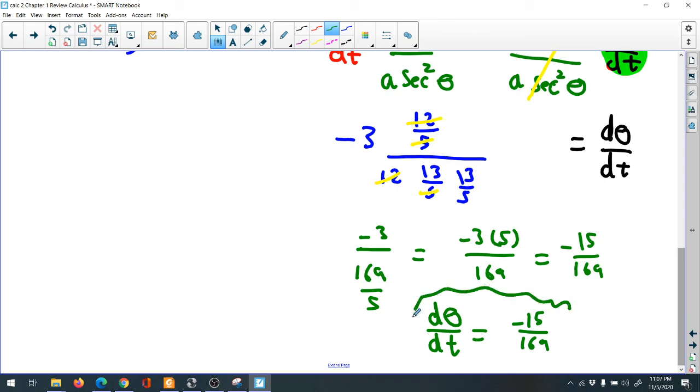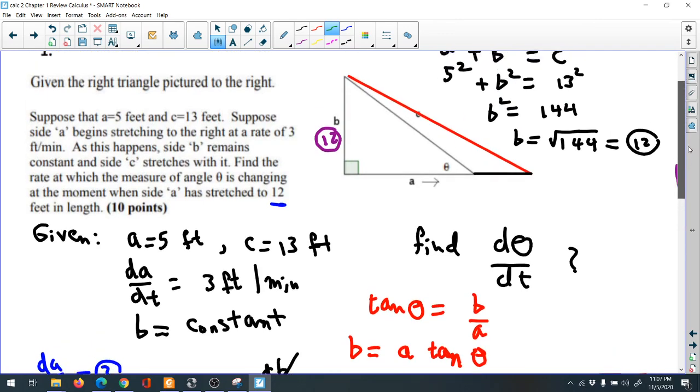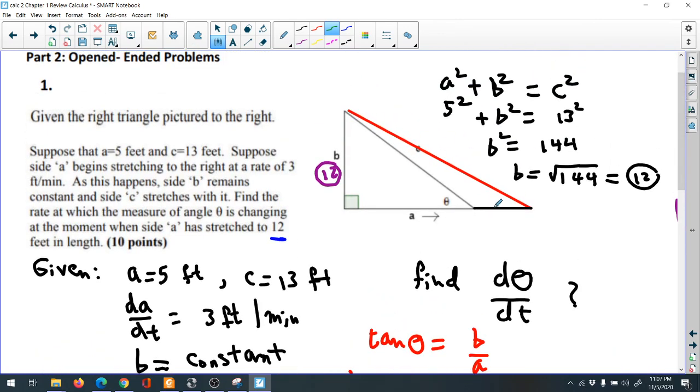Makes sense, because the angle gets less and less. Once you stretch this side and you expand A and you stretch C, angle theta is getting less and less. So it will be negative.